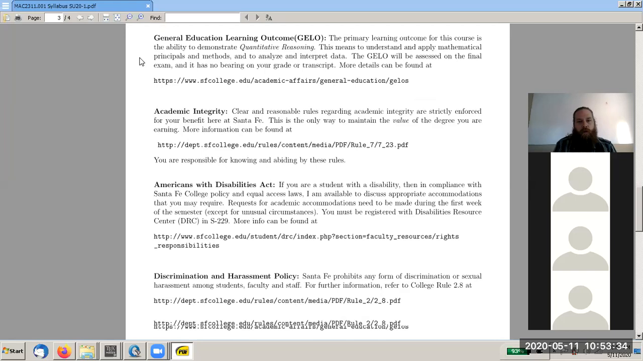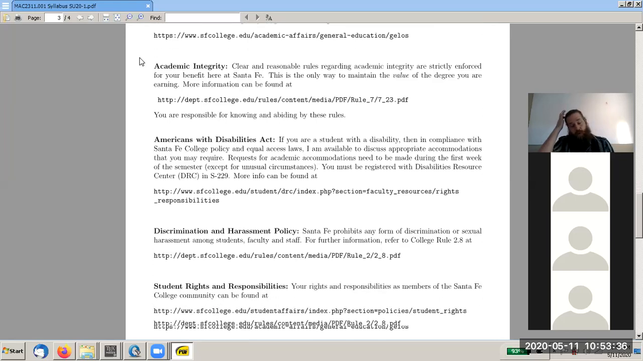Academic integrity is a big issue with online classes. So I'm going to be using something like HonorLock for our exams, so we have some means of proctoring, but it's important that you're honest and that the work you show me is an accurate representation of your skills. That way the grade I assign you is an accurate representation of your skills. And that's how we keep your degrees valuable, right?